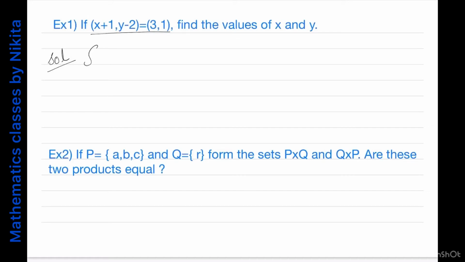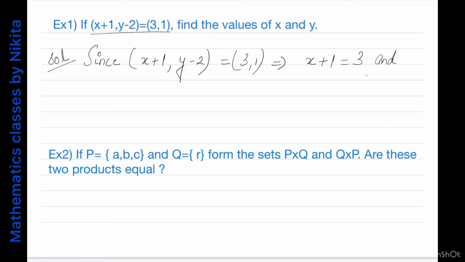So since x plus 1 comma y minus 2 is equal to 3 comma 1, this implies x plus 1 is equal to 3 and y minus 2 is equal to 1. And from here now you can solve these two equations. So these are your linear equations in one variable. So from here you will get x is equal to 2 and y is equal to 3. So these are the values of x and y.